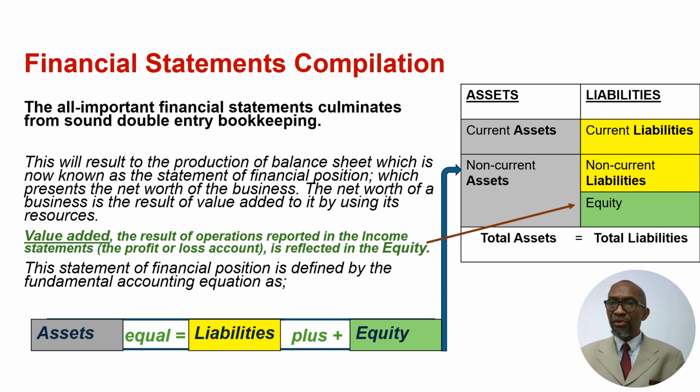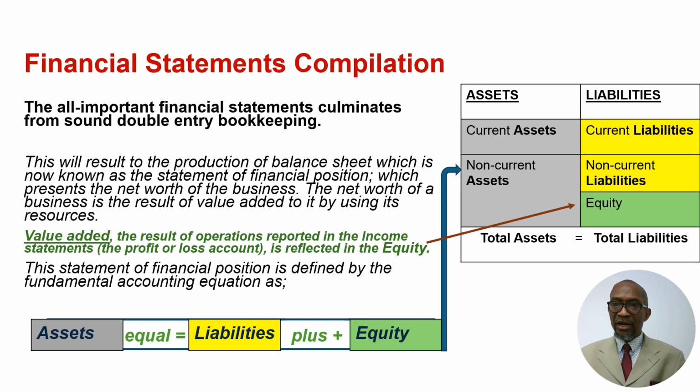This will result in the production of the balance sheet, which is now known as the statement of financial position, which presents the net worth of the business. The net worth of a business is the result of value added to it by using its resources. Now, what do I mean by value added? Value added is the result of operations reported in the income statement, the profit and loss account, which is then reflected in the equity.